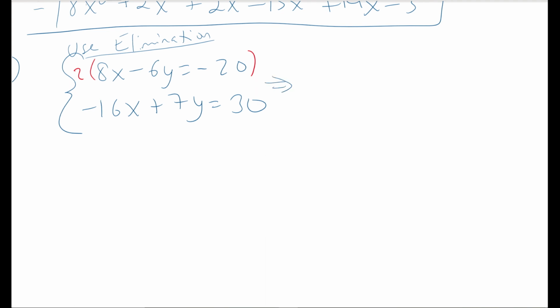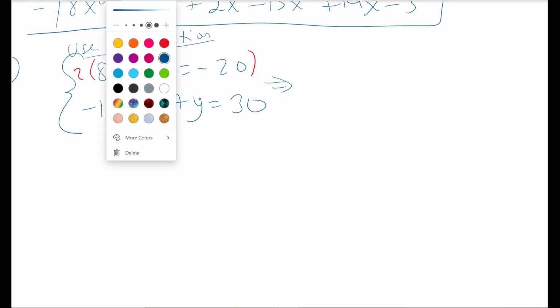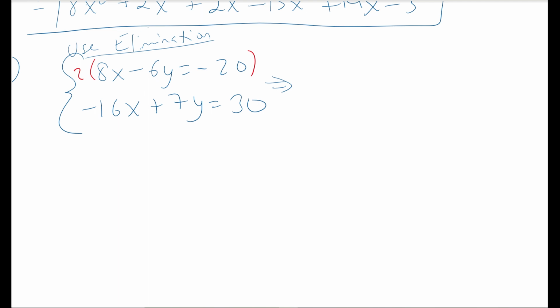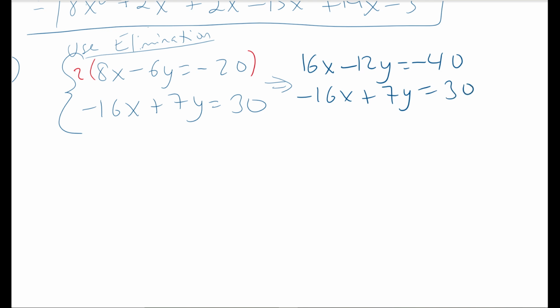All right, so if we do that, okay. So if we do that, we got 2 times 8 is 16, so we have 16x minus 2 times 6 is 12, so 12y. 2 times negative 20 is negative 40. So we multiply everything on the top by 2, and now you can see that if I rewrite the bottom below it, then now these coefficients match, 16, right?